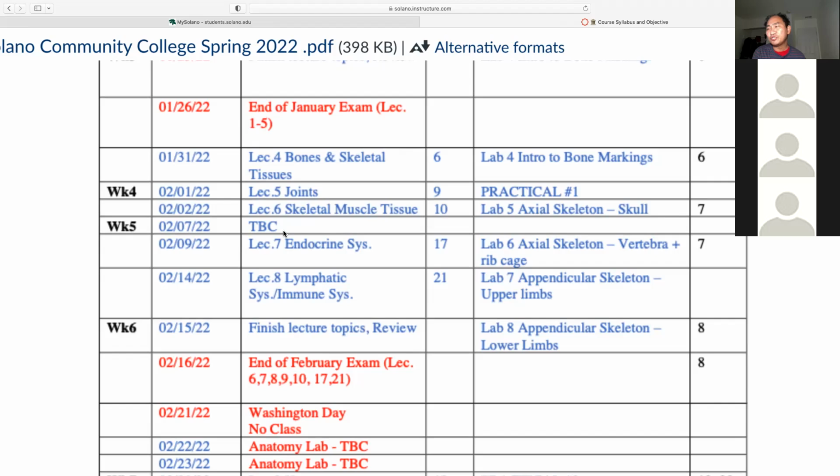And here I put "to be checked." To be checked means we might pull the endocrine lecture here, or this skeletal muscle tissue is a pretty daunting lecture. It is very detailed and very basic, so we might spread it over 2 days. So let's see what we can cope with.